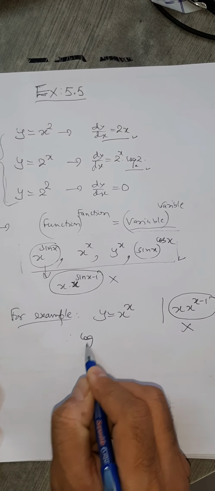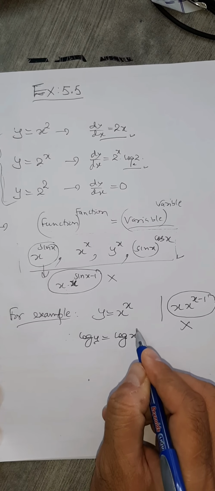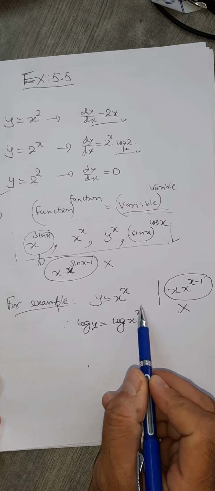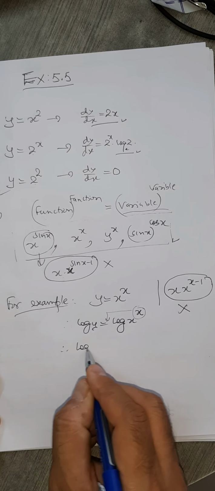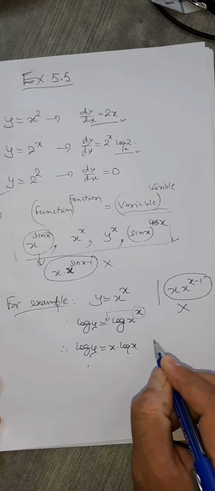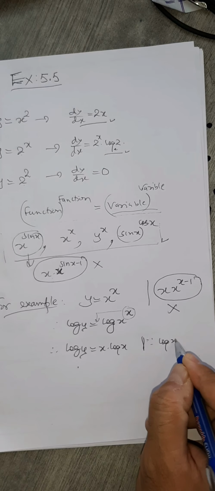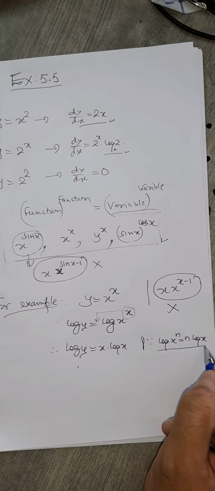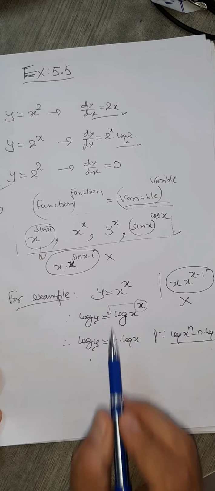So log y equals log of x raised to x. Now you know that this power you can take into the product. We did this as one of the properties, if you remember. So log y equals x into log x. Which property? This one: log of x raised to n, if you remember, equals n into log x. We did this as one of the important properties of the log function that I've used here. This power will be in the product.